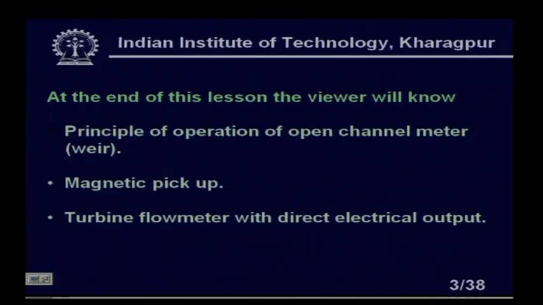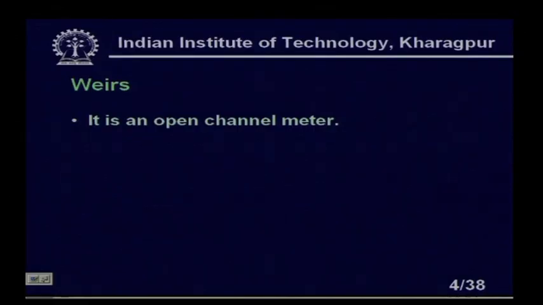Also, the turbine flow meter with direct electrical output. So, these three things we will discuss, and the viewer will know the details of these three components. Now, let us look at the weir. The weir, you see, is an open channel meter, first of all. I told you repeatedly, it is an open channel meter, it is not a closed channel meter.